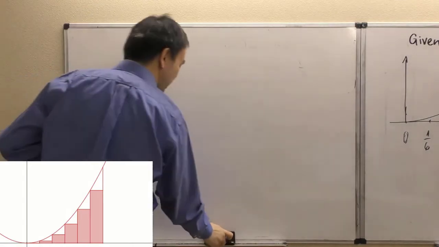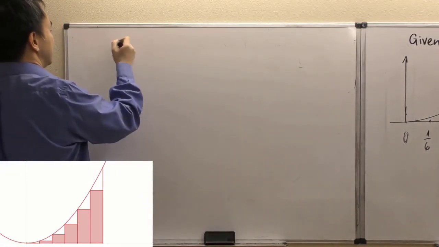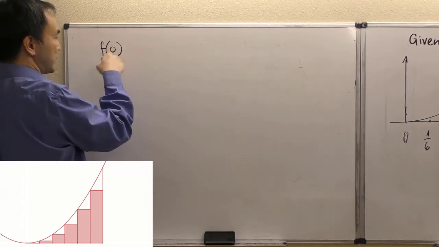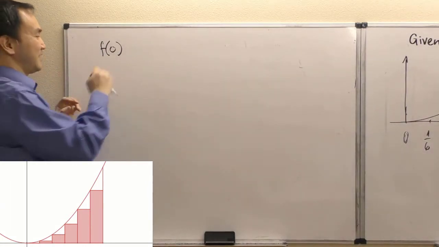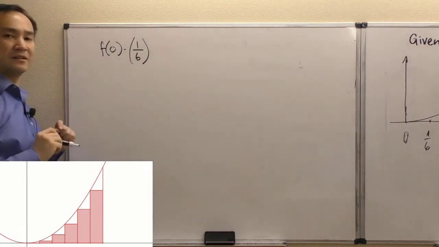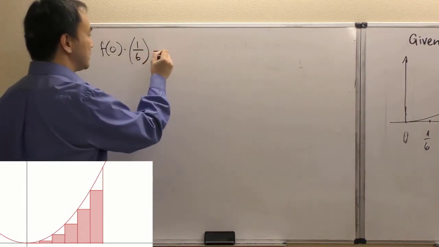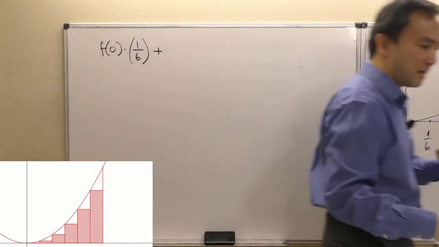And so the approximation I'm doing here is f of 0, because 0 is the left endpoint on my first interval, and we're multiplying that with the width 1/6. That's the area for the first rectangle. Now I'm moving over to the next rectangle right here, so I'm summing it up.